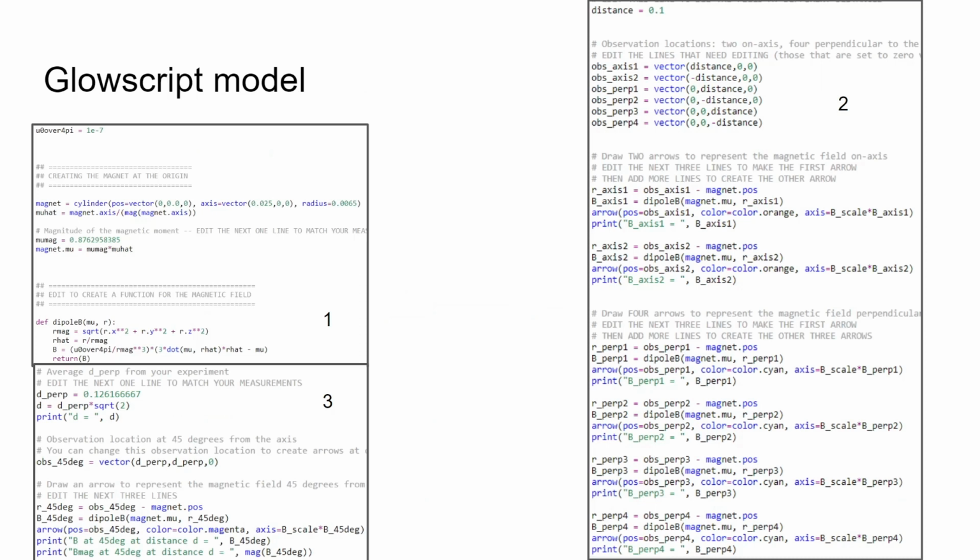In step 1, the magnet was created in code, and a function to calculate the strength of its field at any point in space, using the off-axis magnetic field formula, was created along with it. In step 2, arrows were created at several points in space to represent the strength of the magnetic field at those points. The strengths were calculated using the formula from step 1. In step 3, the average perpendicular distance from the experiment and the function from step 1 were used to calculate the strength of the magnetic field at the point 45 degrees from the phone.